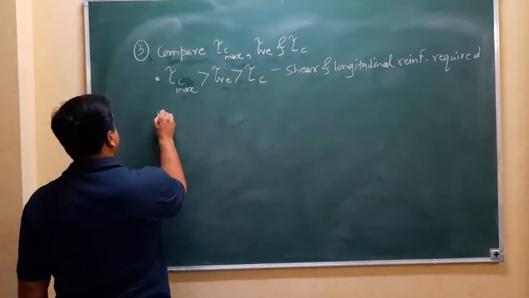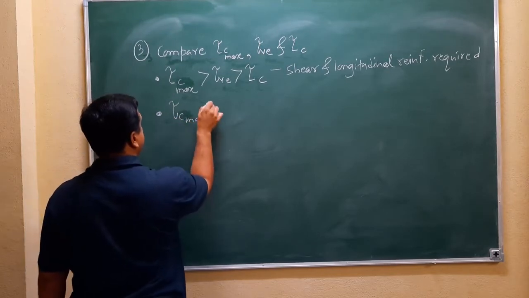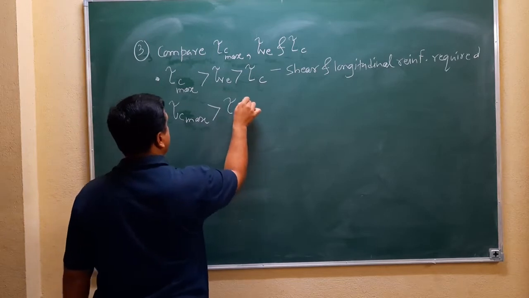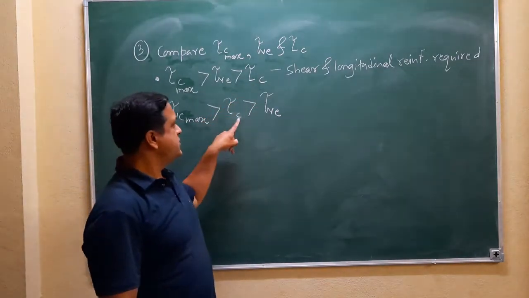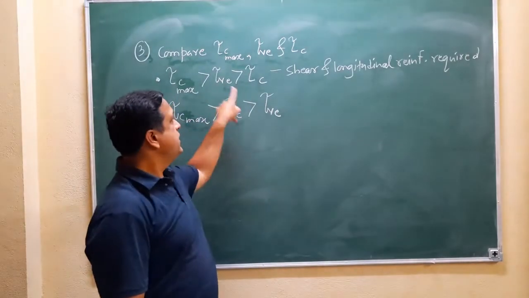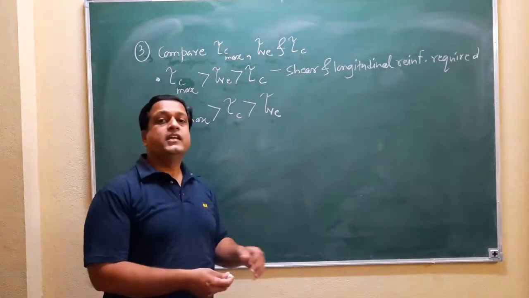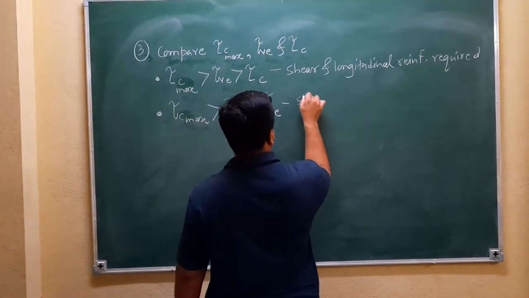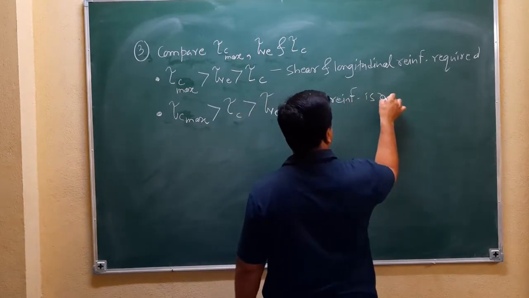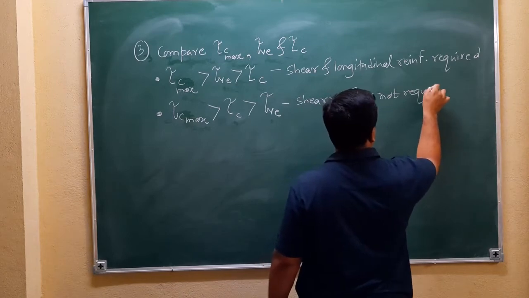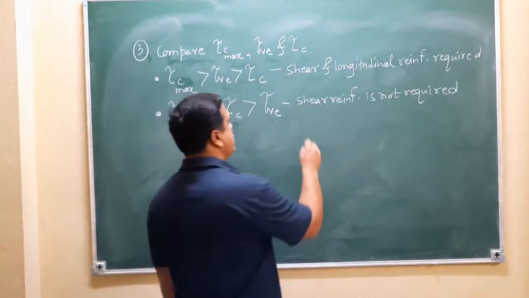Then the next comparison: when tau c max is more than tau c, which is more than tau VE. Now the permissible shear stress tau c is more than the equivalent shear stress. So shear reinforcement is not required, but you have to design.